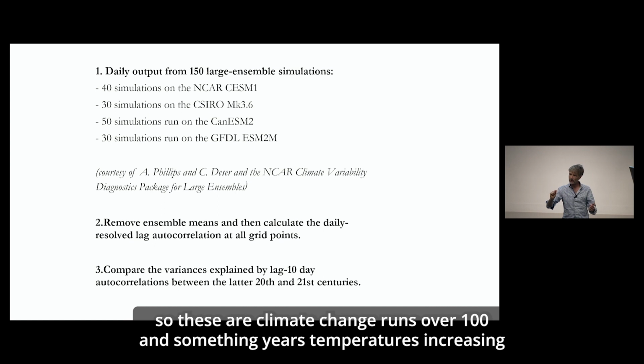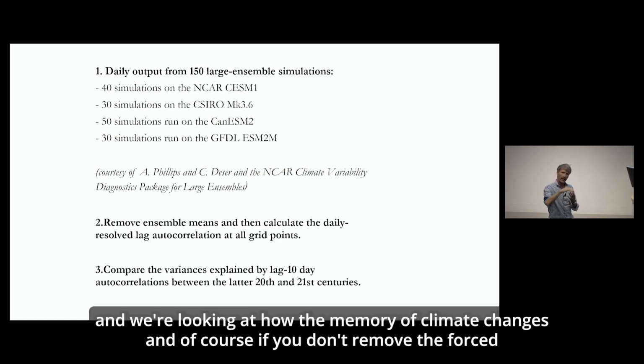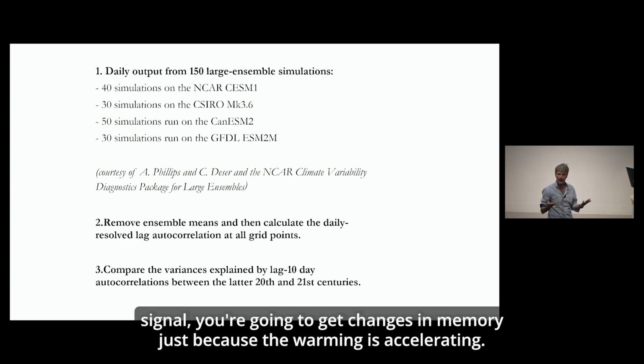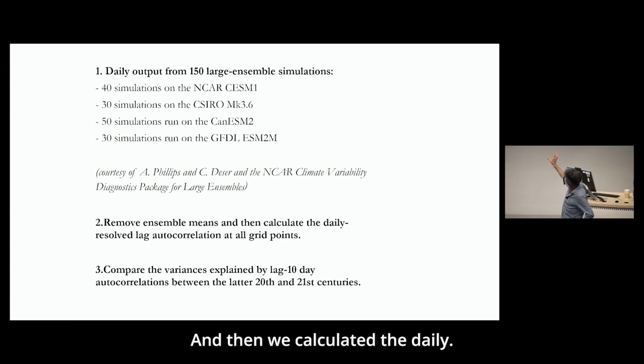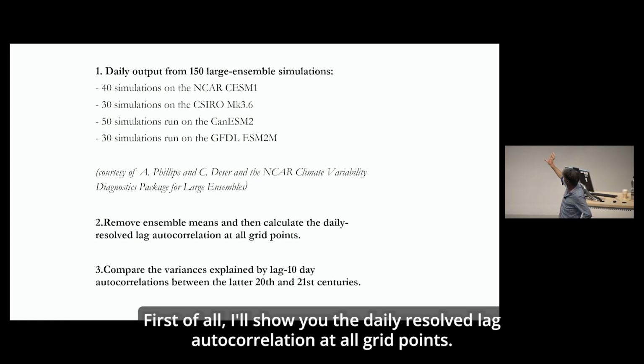So the way we did it in these runs is you remove the ensemble mean first. So these are climate change runs over 100 and something years, temperatures increasing, and we're looking at how the memory of climate changes. And of course, if you don't remove the forced signal, you're going to get changes in memory just because the warming is accelerating. So you remove the ensemble mean from each of these Earth system models, from each large ensemble, and then we calculated first of all, I'll show you the daily resolved lag autocorrelation at all grid points.